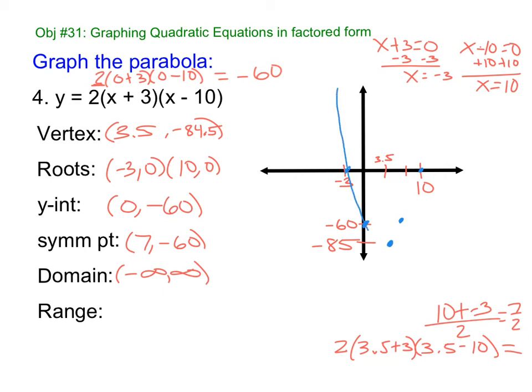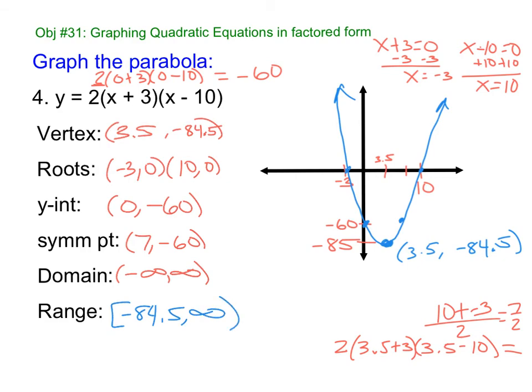And then I don't know if I've really been doing this, but you should really label 100% the vertex, 3.5, comma, negative 84.5. When we have points just out in the middle of nowhere, make sure you label it. And then the range, the lowest point is negative 84.5. The highest point is an arrow, so infinity.